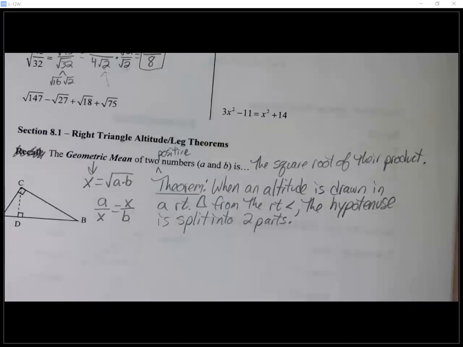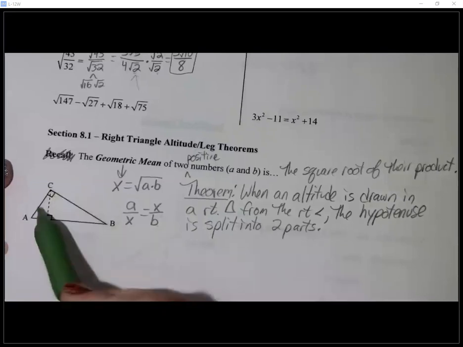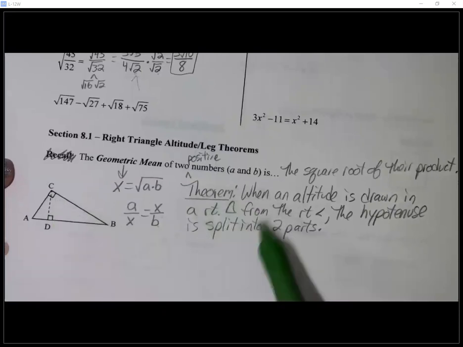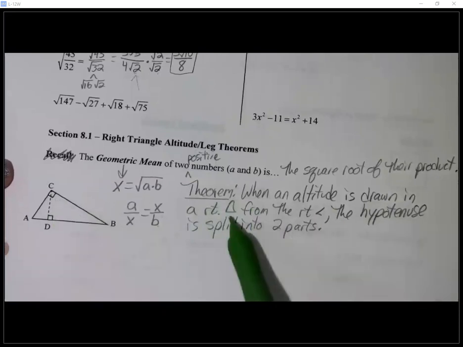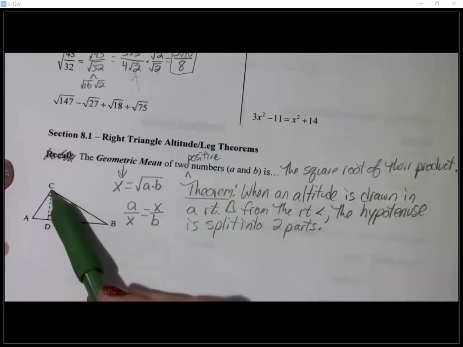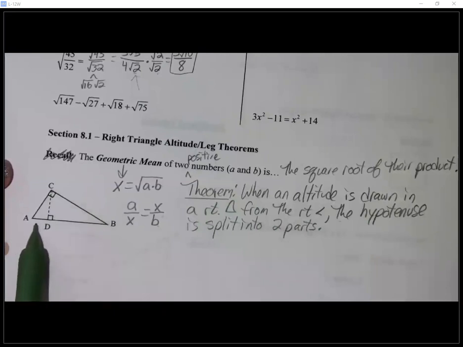Okay, so before I finish the theorem, let's look at the picture and wrap our minds around this. In the picture, we have a right triangle. My original triangle is a right triangle, ACB. It says when an altitude is drawn in a right triangle from the right angle, so that's exactly what I have. I'm dropping an altitude from the right angle. What has that altitude done? It split my hypotenuse into two pieces. I have a piece right here, AD, and another piece over here, DB.